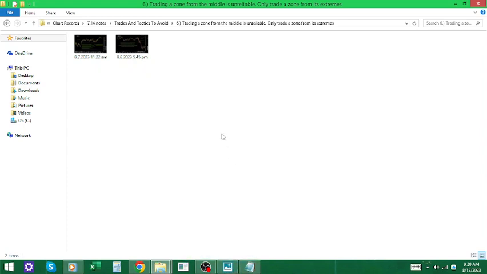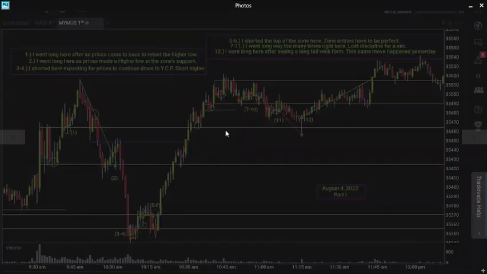They could whip you out. Let's say you went short at the middle of the zone. Prices could come back up to the top of the zone and stop you out, and as soon as they stop you out, they turn around on that one wick and come back down to your profit target. So you always want to make sure you trade zones from those extremes.